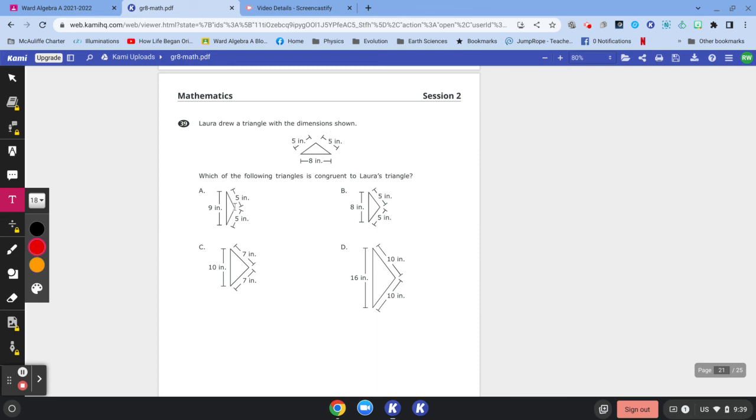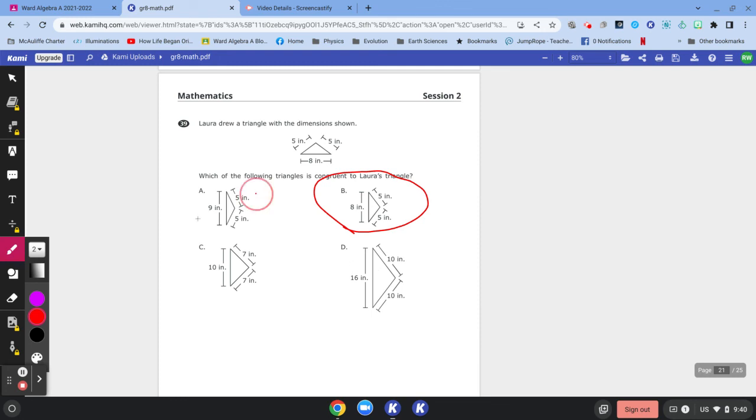All right, 5, 5, and 9 is a fail. 7, 7, and 10 is a fail. 10, 10, and 16 is a fail. 5, 5, and 8 is the one we want. Okay, I'm going to note that D is similar but not congruent because all the sides are 2 times what they were in Laura's triangle. So 2 times 8, 2 times 5, 2 times 5. So all the angles will be the same, but it won't be congruent. It will be similar. And these two, nope, not even similar. So they're not similar or congruent. And this one is not congruent. It's just similar. So our answer is B.